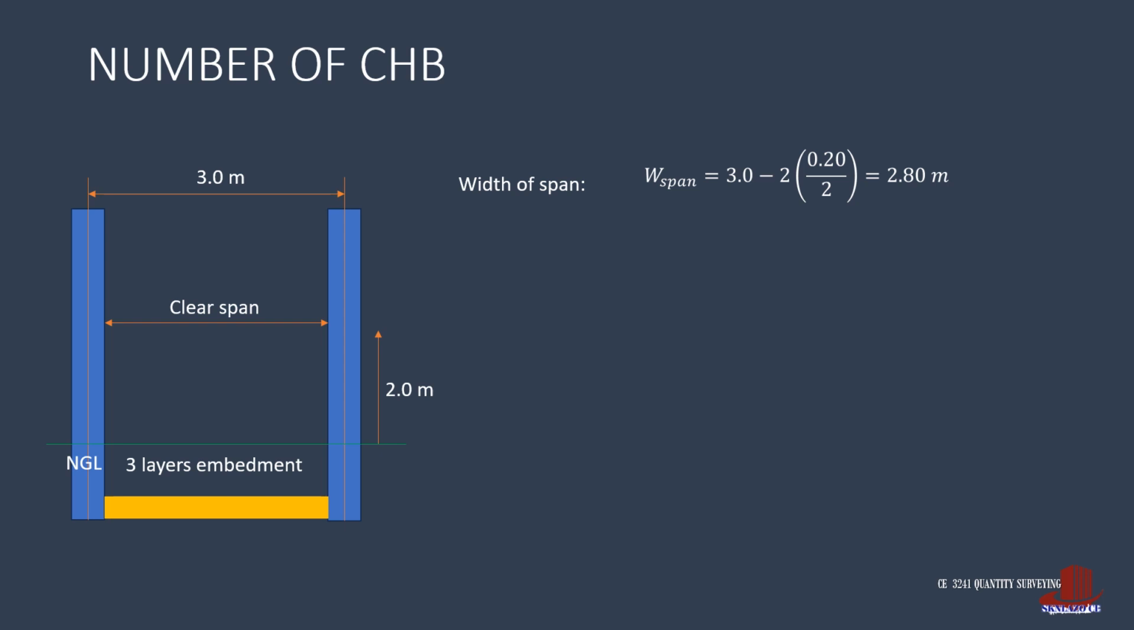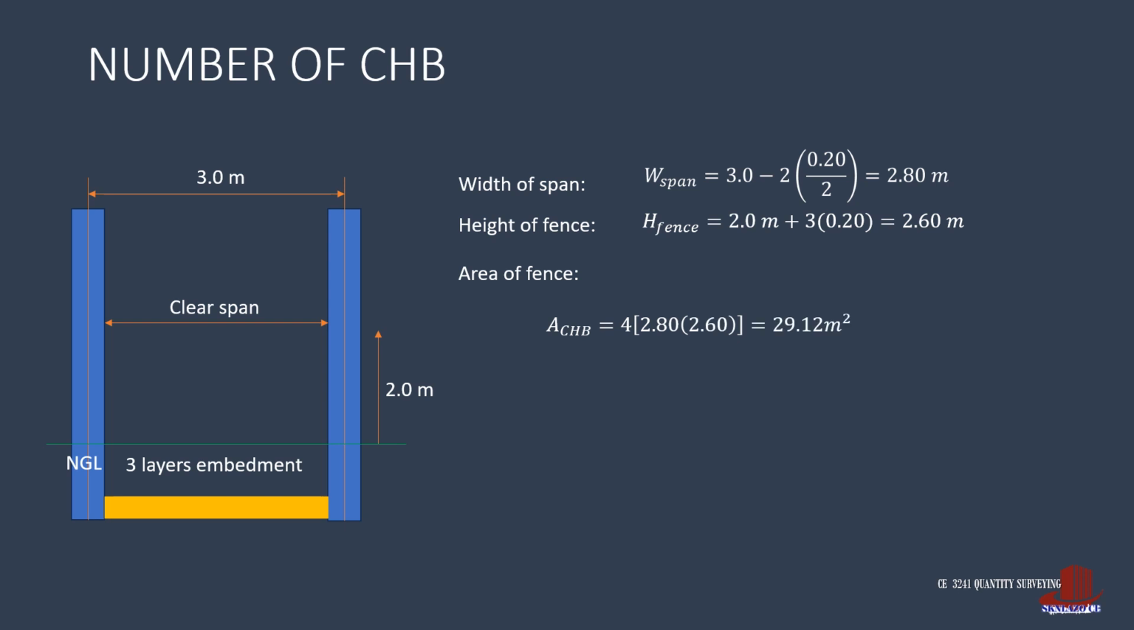The height of the fence is 2 meters above the grade line, plus the 3 layers of CHB embedded beneath the grade. We have 2 meters on top of NGL plus 3 times 0.2, making 2.6 meters as height of the fence. The area for CHB is then computed as 4 spans of 2.8 times 2.6, which results to 29.12 square meters. The number of CHB for the area is computed as 29.12 times 12.5 CHB pieces per square meter, giving 364 pieces of 5 inches concrete hollow blocks.